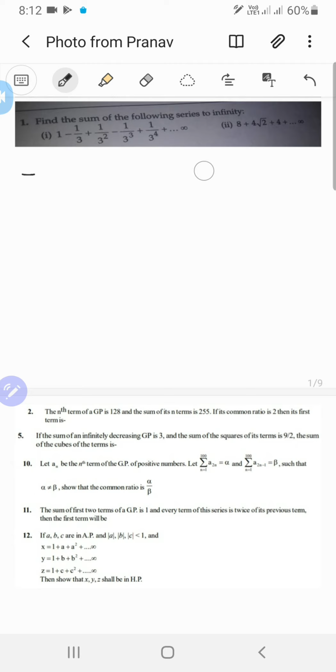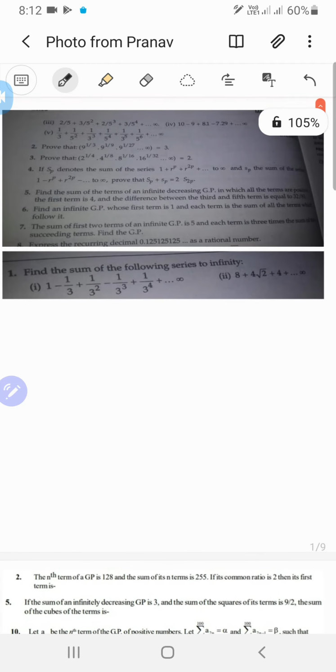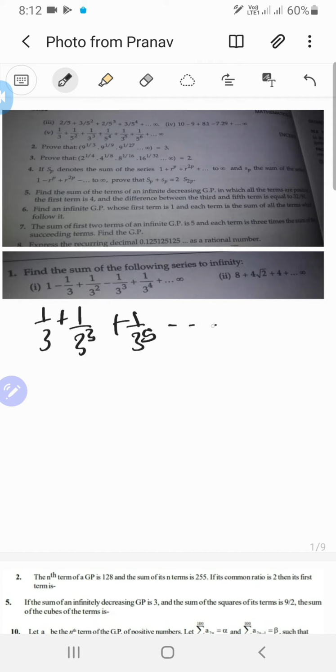Okay, the next question is 1 by 3 plus 1 by 5 squared plus 1 by 3 to the third power, and it keeps on going like this. So once again, it's just two GPs. The first one is going to be 1 by 3 plus 1 by 3 to the third power, then 1 by 3 to the fifth power, and it keeps on going like that, and then 1 by 5 squared plus 1 by 5 to the fourth power plus 1 by 5 to the sixth power, and it keeps on like that.